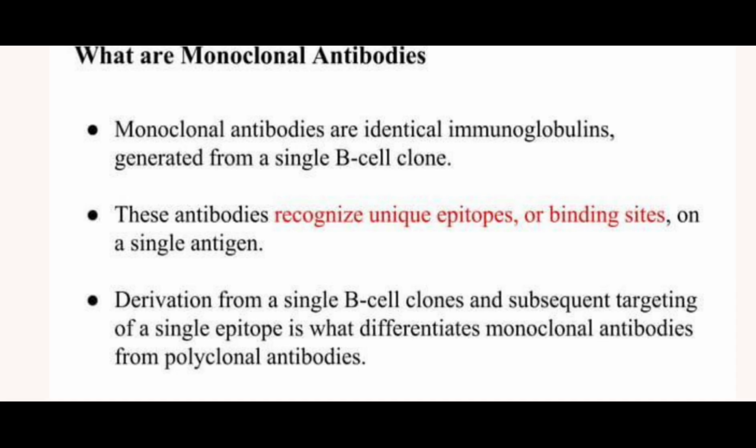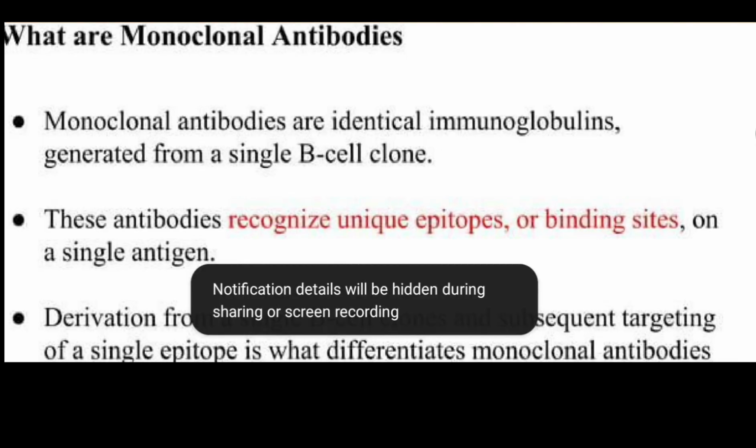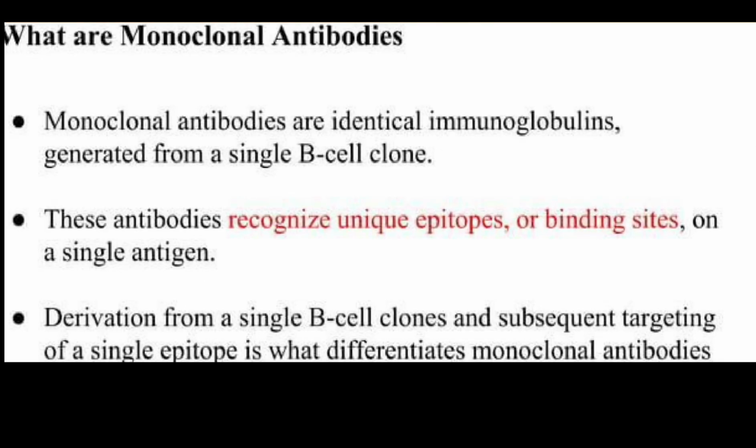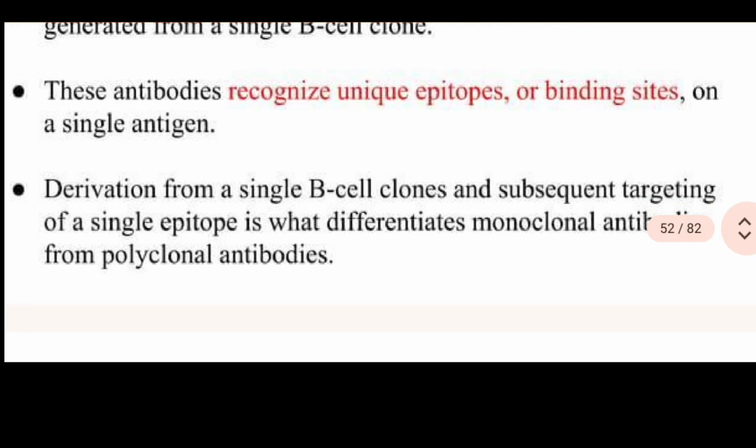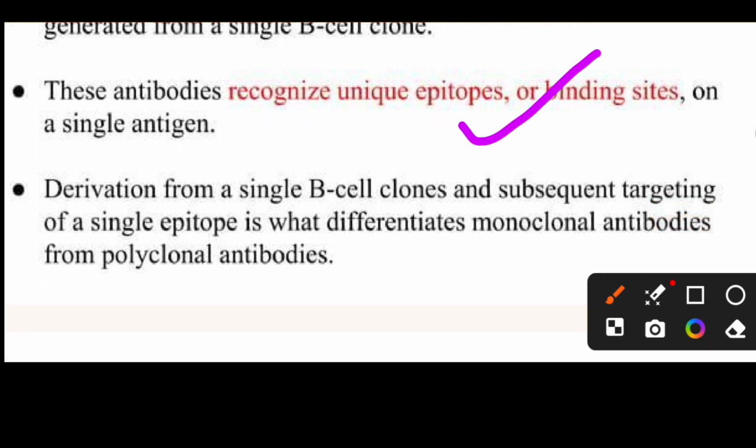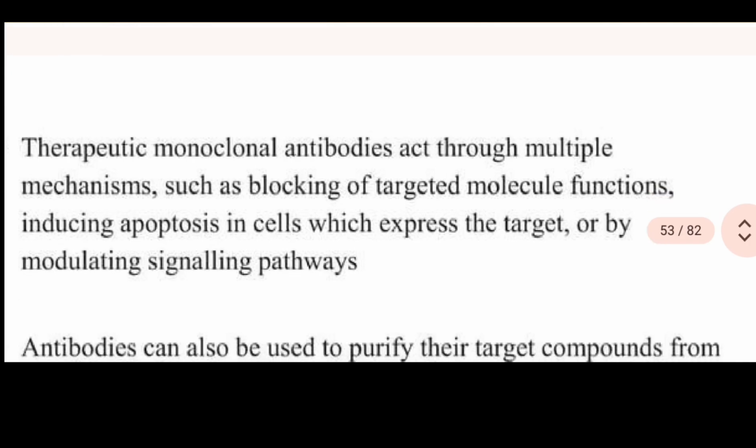Monoclonal antibodies are identical immunoglobulins generated from a single B cell clone. These antibodies recognize unique epitopes or binding sites on a single antigen. Derivation from a single B cell clone means subsequent targeting of only a single epitope. That is what differentiates monoclonal antibodies from polyclonal antibodies.